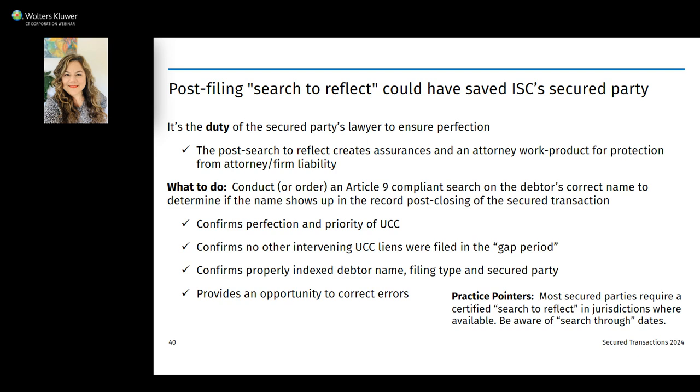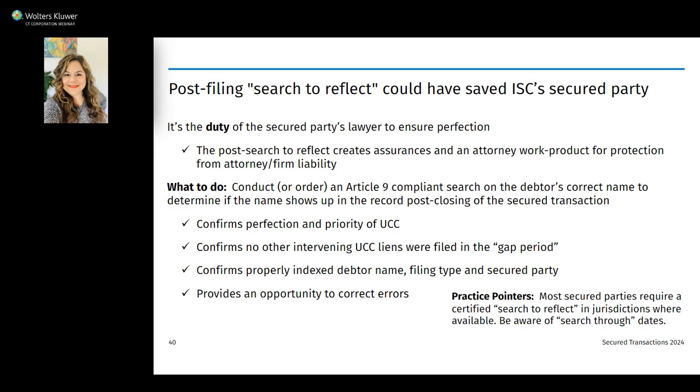Last but not least, I just want to mention that a post-filing search to reflect could have saved ISC's secured party. What do I mean by that? Well, as I mentioned, in phase four of the cycle of a secured transaction, the secured party or the secured party's lawyer needs to ensure that they did in fact perfect the security interest. And that means making sure that the filing isn't seriously misleading. Had they waited through the through date, in other words, when the jurisdiction updates their records through the date of their filing, they could have ordered a search to reflect to see if any names were wrong, to see if the jurisdiction made a mistake. I've seen jurisdictions run three words together, and those types of liens don't end up showing up. Those problems could have been fixed.